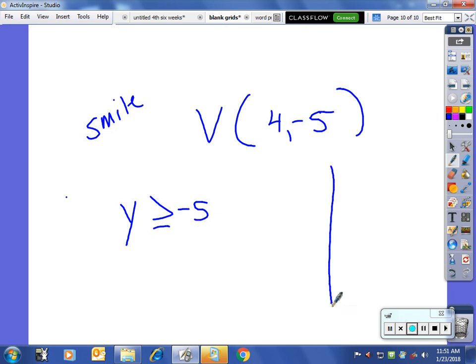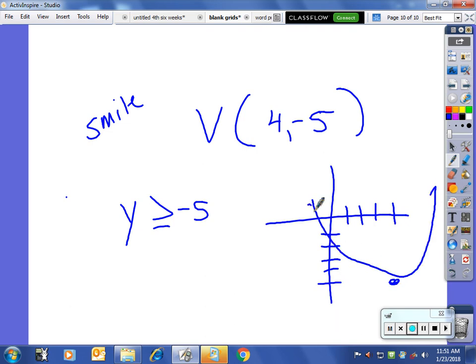If I know that the vertex is at positive 4, negative 5, and I told you it was a smile, well, that's not very pretty, is it? That means this is the lowest y value I'm ever going to have, this right here, and all the other y values are higher than it or greater than it.